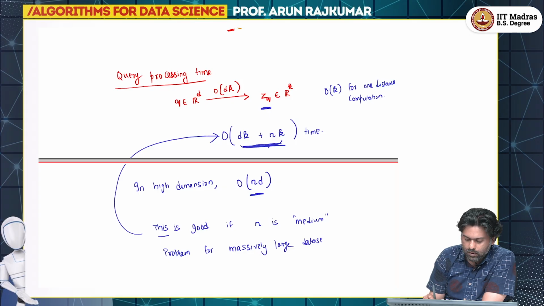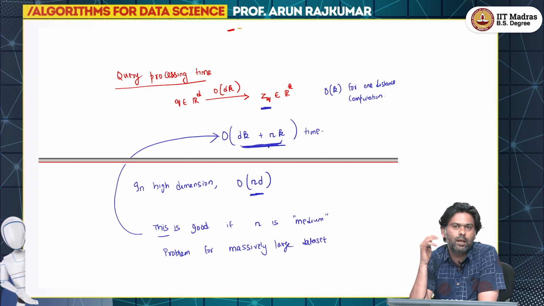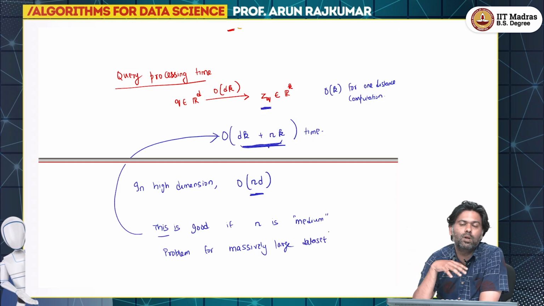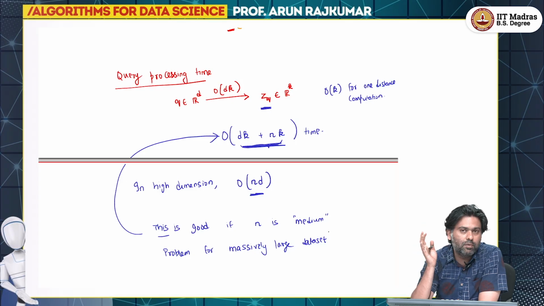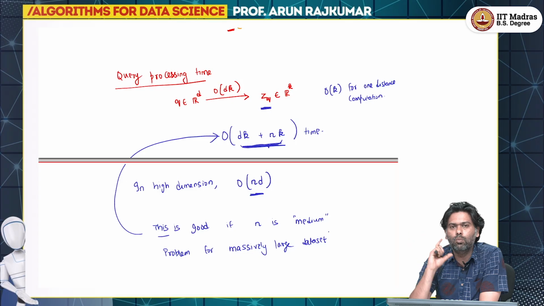Again, massive is a qualitative term. If I say 10 to the 9 today, one year later there might be different advancement in technology where this might be medium. Then 10 to the 11 should be taken as massive. Whatever it is, if it is not easy for us to compute with our resources, if the number of data points is more than that, then we are going to call that massive. So that's our definition of massive.